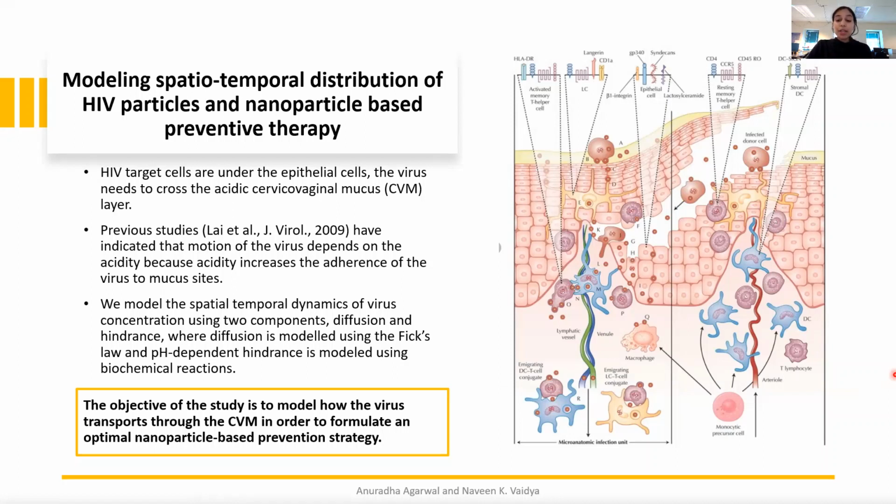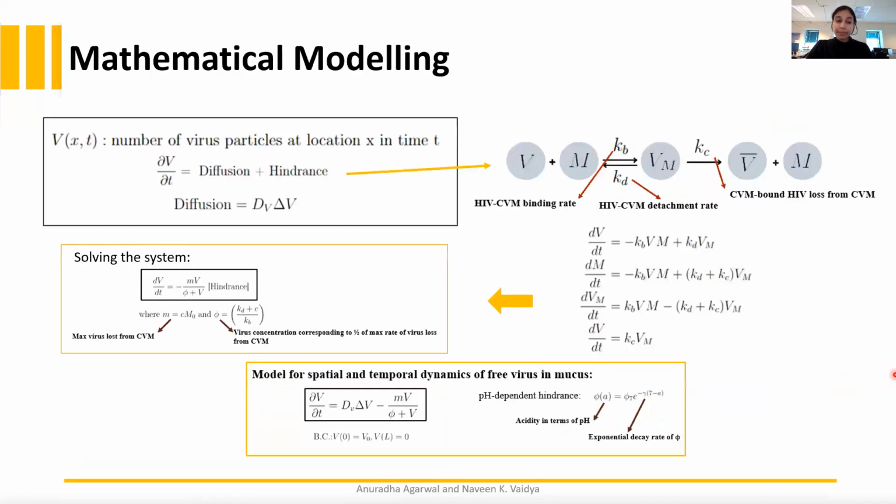We model the spatial temporal dynamics of virus concentration using two components, diffusion and hindrance. Diffusion is modeled using Fick's law and pH-dependent hindrance is modeled using biochemical reactions.